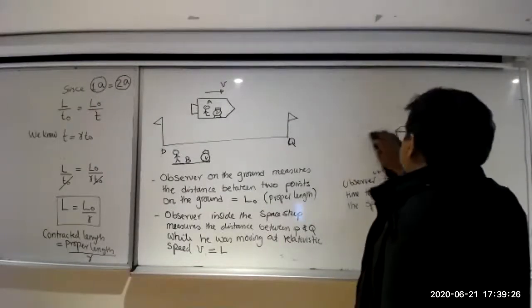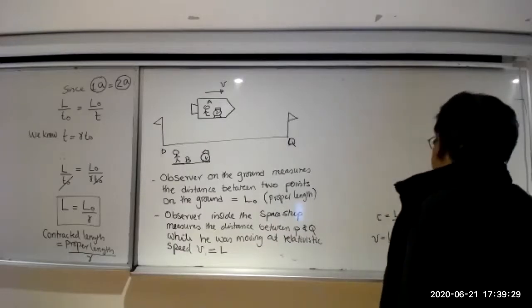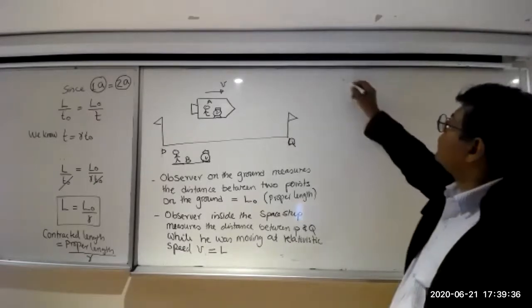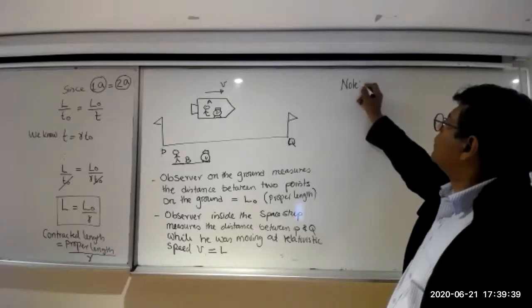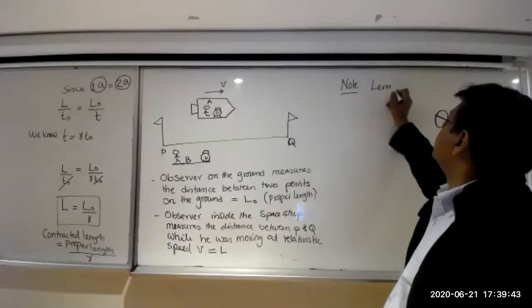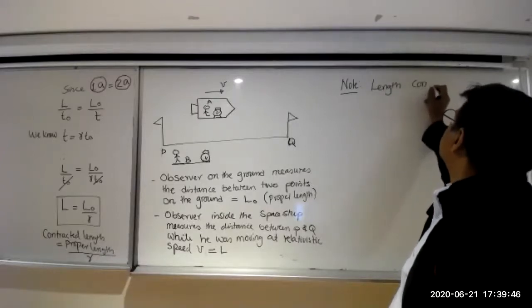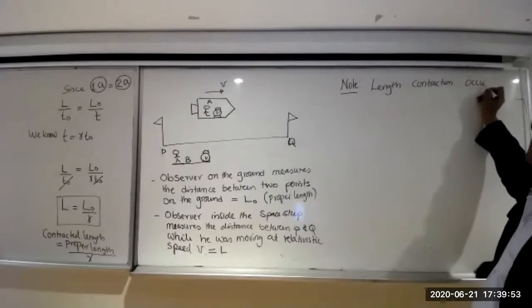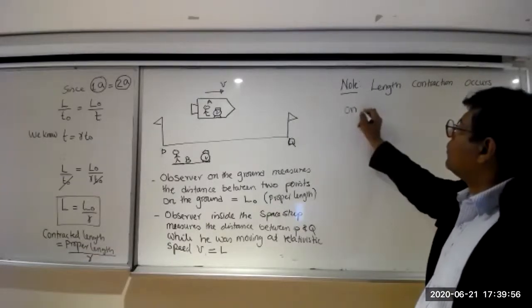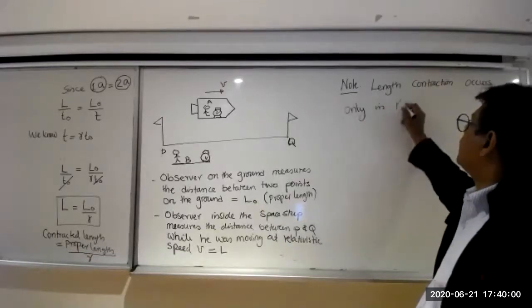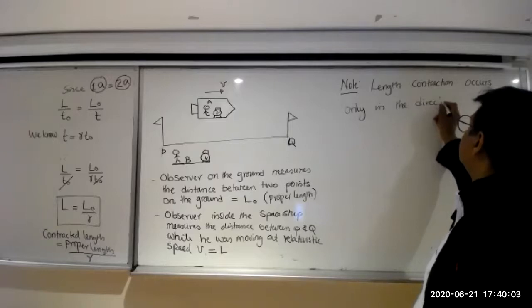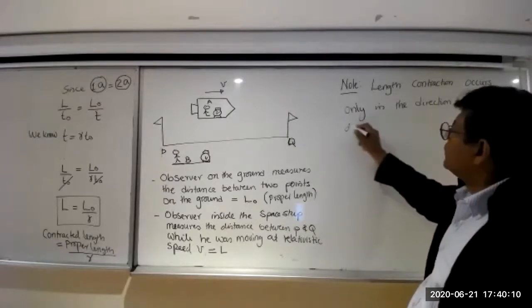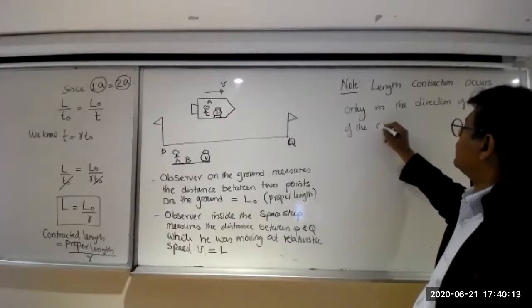Now keep a note saying that the length contraction occurs only in the direction of motion. Motion of the wave. The body, object.